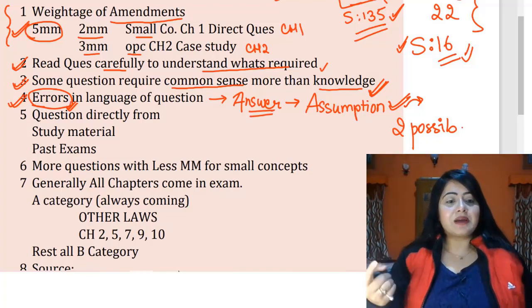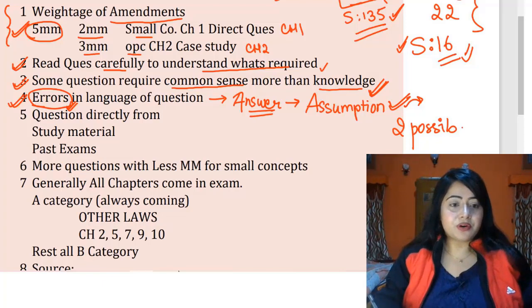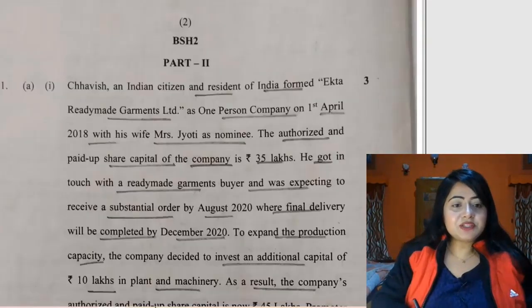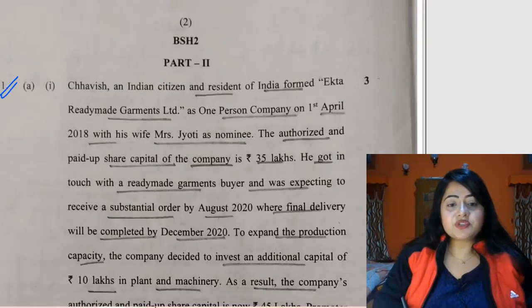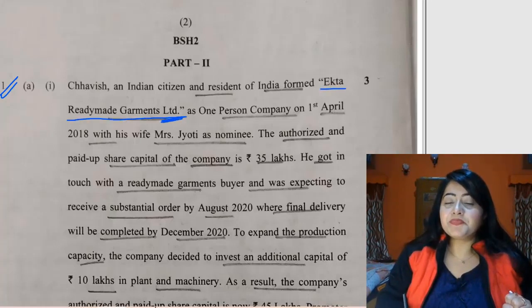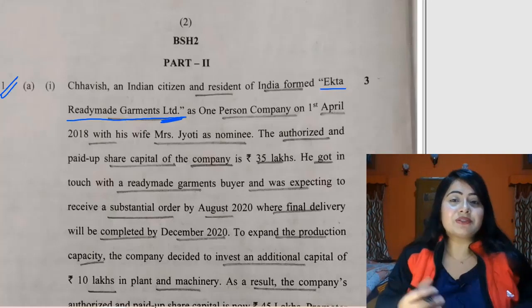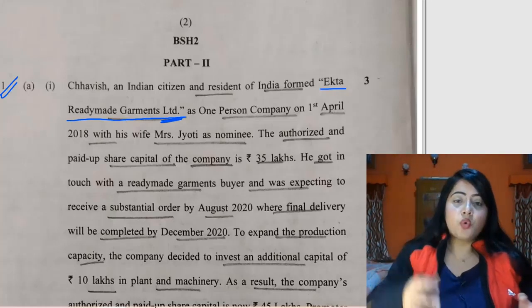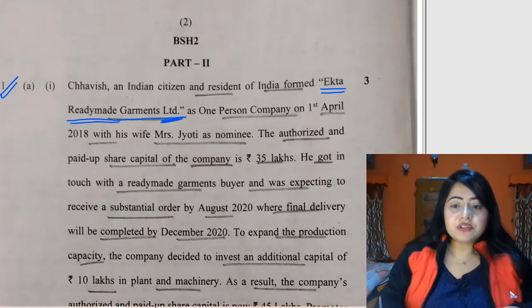Okay, let's take some examples from the December 21 paper for understanding. For example, let's talk about the first question. The first question is with respect to one person company. Now in this question, as you read it, you will realize that the name of the one person company is Ekta Readymade's Garments Limited. Now, if you know, one person company's name does not end with Limited, it ends with OPC Private Limited. However, here the name is ending with Limited. So here the name of the one person company is not written correctly.